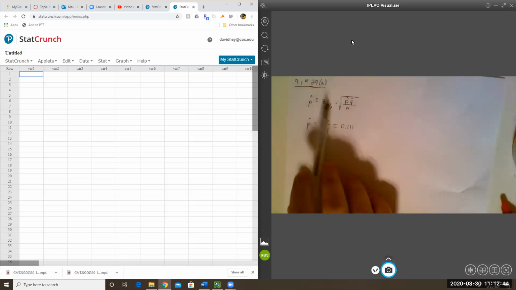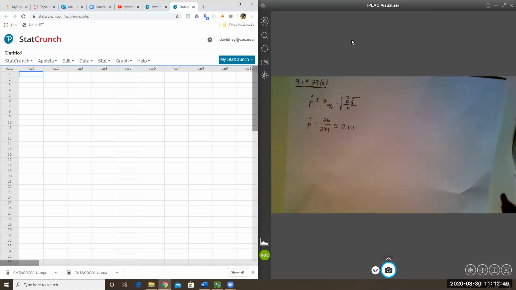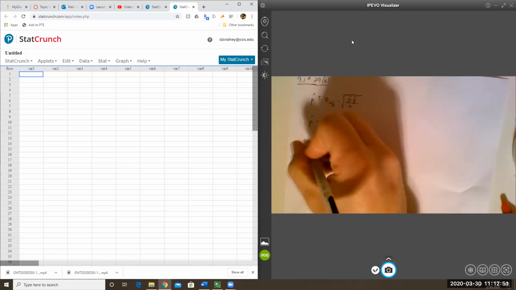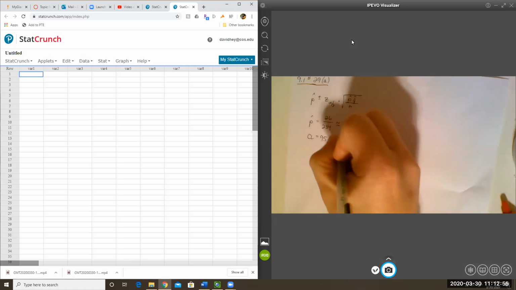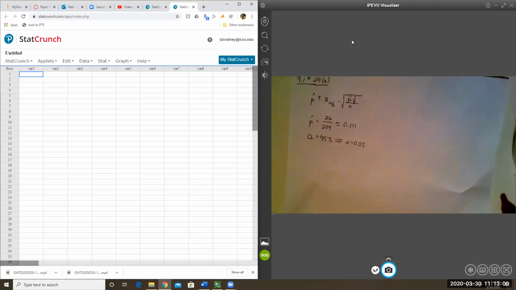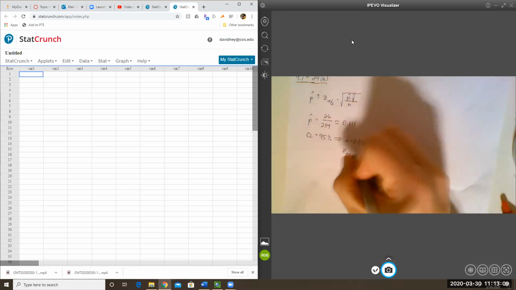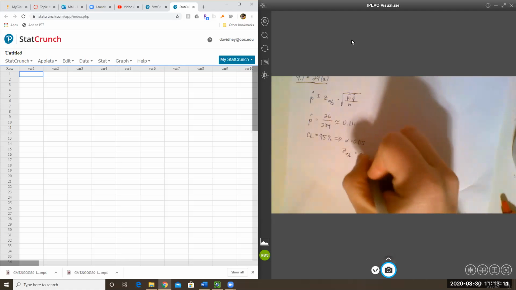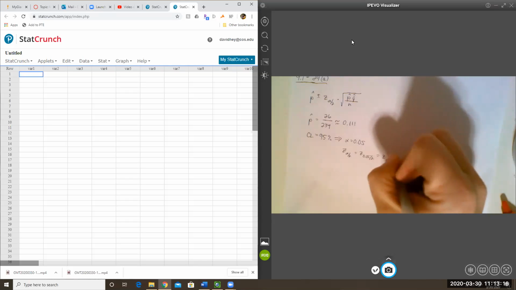The next thing we'll need is z sub alpha over 2. In part A, we want a 95% level of confidence. So if our confidence level is 95%, then that means alpha is 0.05, because 100% minus 95% is 5%, and 5% as a decimal is 0.05. So then z sub alpha over 2 would be z sub 0.05 divided by 2. So that's z sub 0.025.